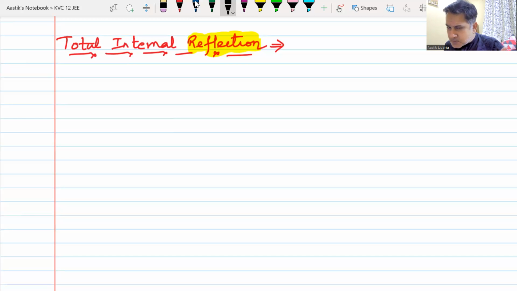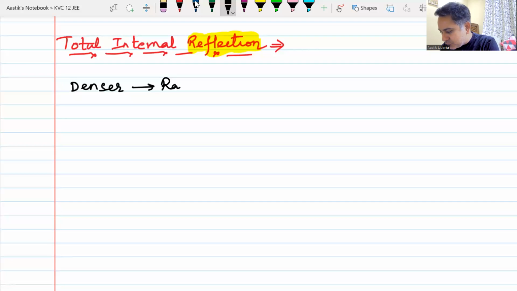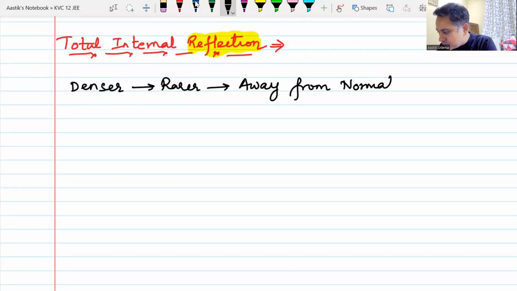Light, instead of refracting, it reflects. Light goes through reflection within the medium. When does that happen, Karthik? When light goes from denser medium to rarer medium. Well done. When light goes from denser medium to a rarer medium, it will bend away from the normal. Yes or no?